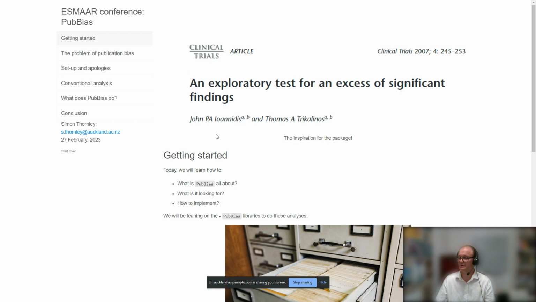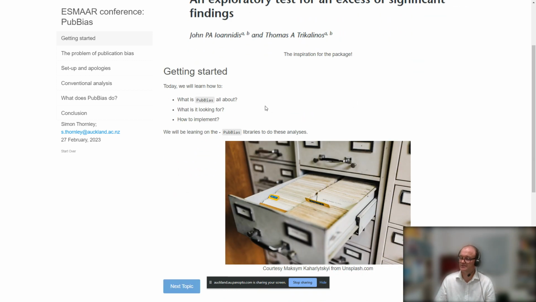And the inspiration for the package was a paper written by Ioannidis and Trikalinos several years ago, back in 2007. So in this tutorial, we will look at what PubBias is all about, what it is looking for, and how to implement it. And this is the library that we'll be using.